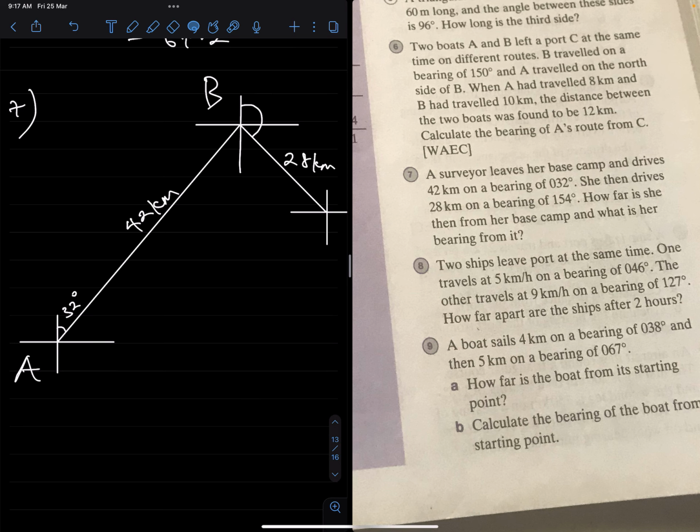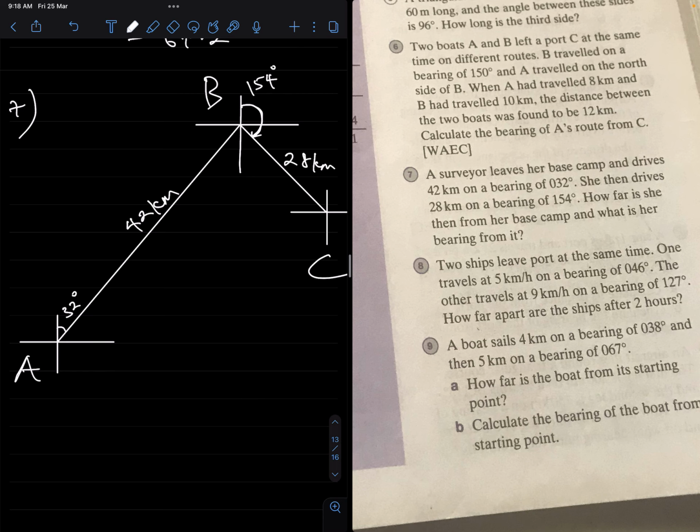Now that's where she is now. I want to call this point C. Now the question is, the bearing of C from B is 154 degrees. That's it, 154 degrees. This angle is 154 degrees. That's the bearing of her final position from where she drove to the first time from A.